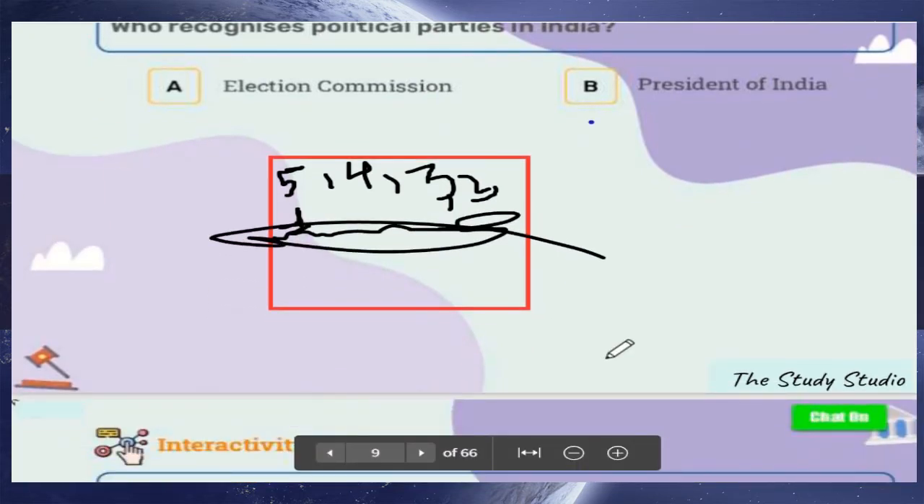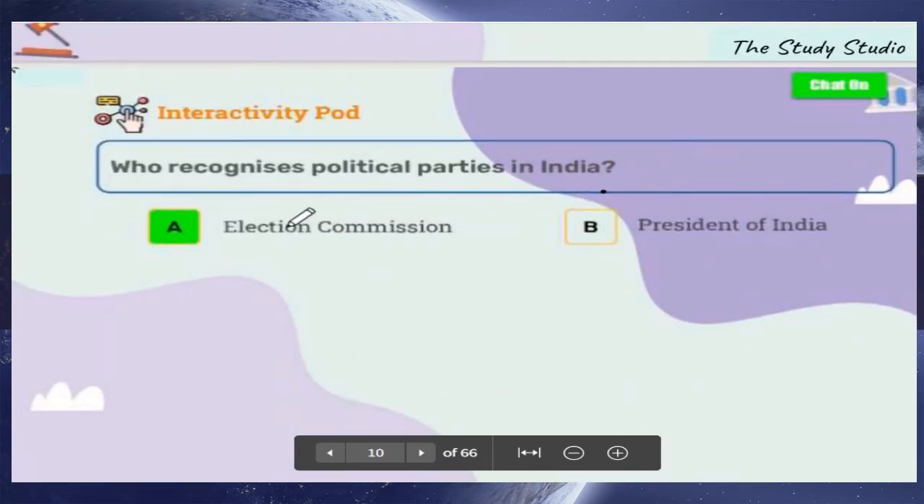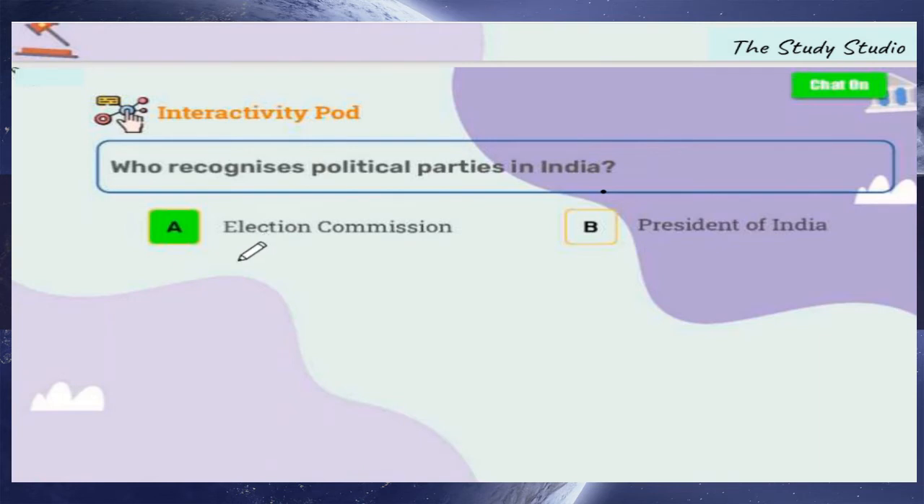The correct answer is Election Commission. Election Commission recognizes political parties in India. Okay? Who recognizes political parties in India? Election Commission, right?